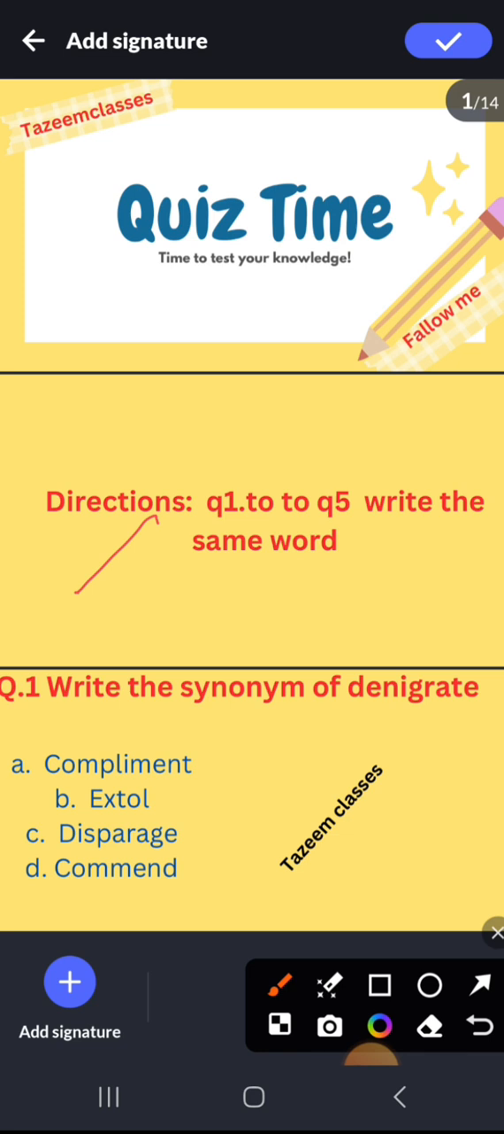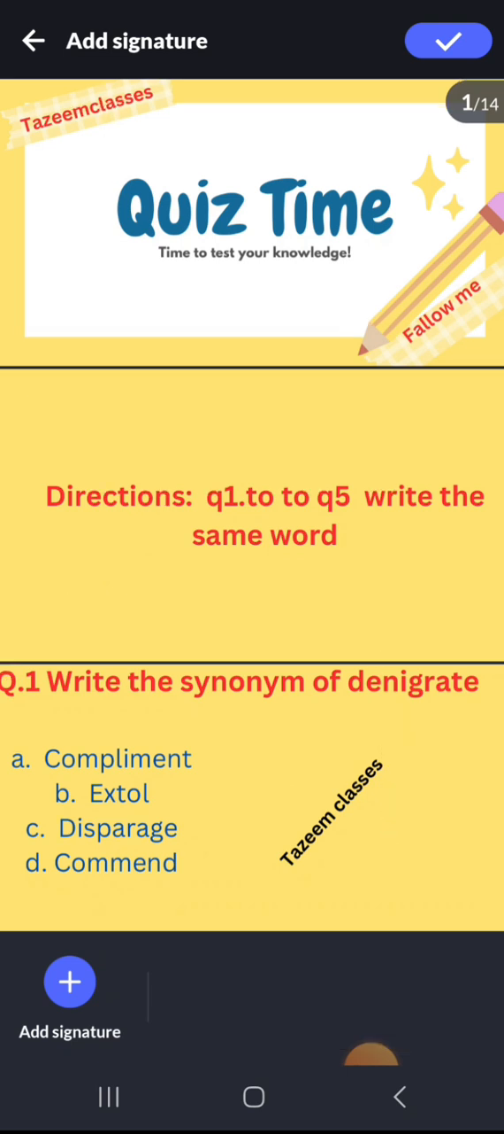Question number 1 is, write the synonym of denigrate. Here are the options: A is compliment, B is extol, C is disparage, and D is comment. So what is the same meaning as denigrate? Denigrate means to disparage. Option C is the answer to this question. The synonym of denigrate is disparage. Okay, let's move to the next question.